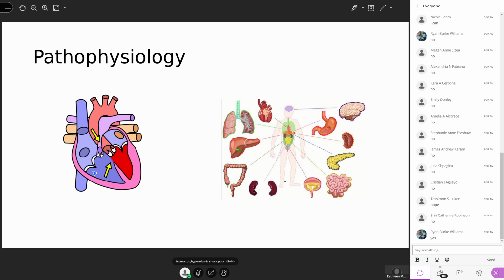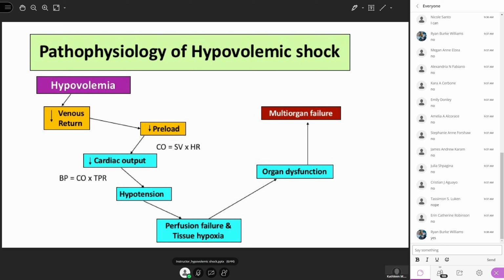And the preload is what's there before the heart contracts. That's going to be low volume. So if there's a low blood volume returning to the heart, that means there's going to be a low preload, and that's important. Okay, I have this screen up here, and that's going to bring us through it again.